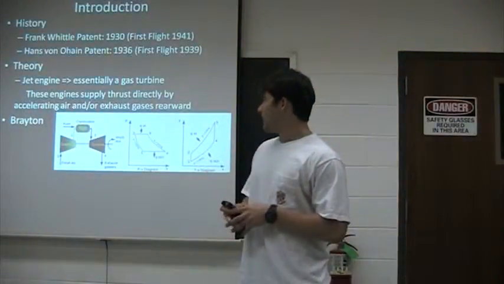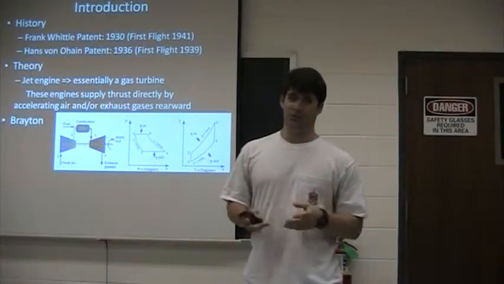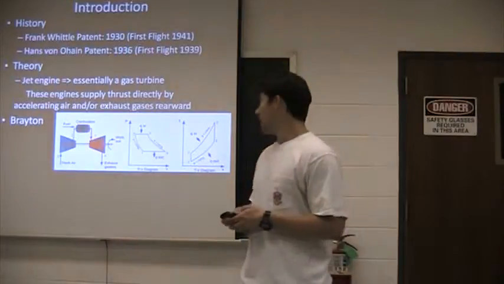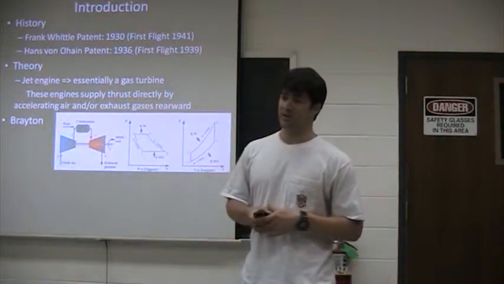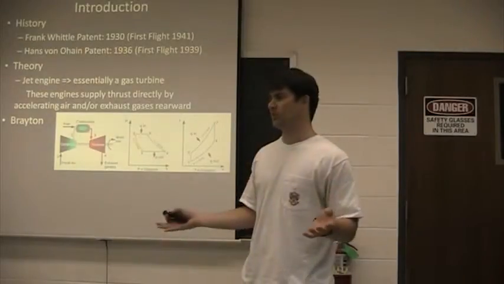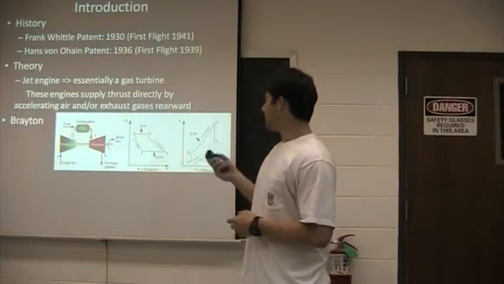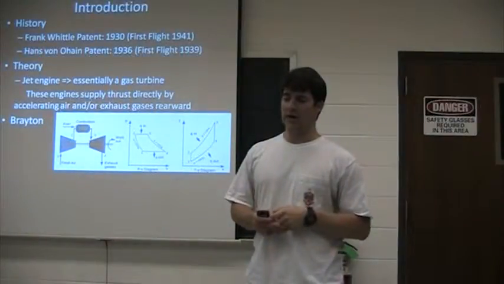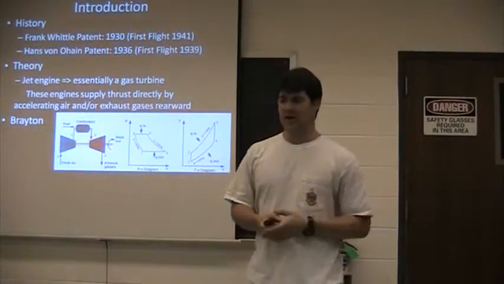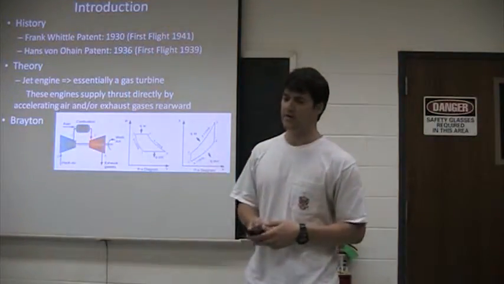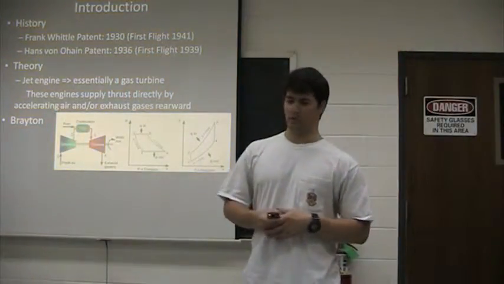Frank Whittle and Hans von Ohain were the two people credited with the invention of the gas turbine engine. They were working separately and not together, and they did this without knowing. They kind of knew of each other, but they weren't working together. Frank Whittle received his patent in 1930, and Ohain received his in 1936. However, Ohain was the first to get his jet engine into flight, in 1939 compared to 1941.